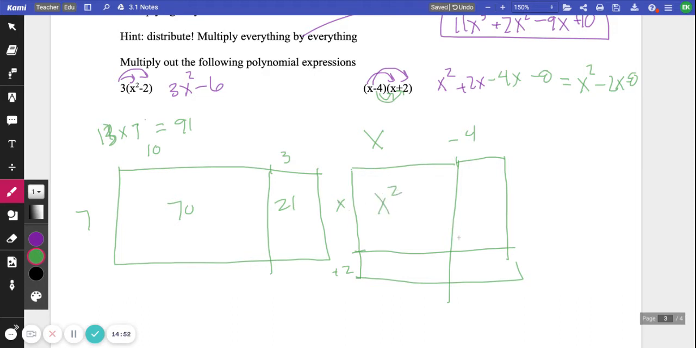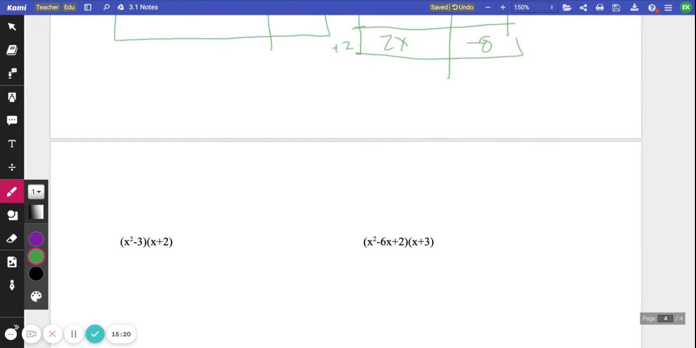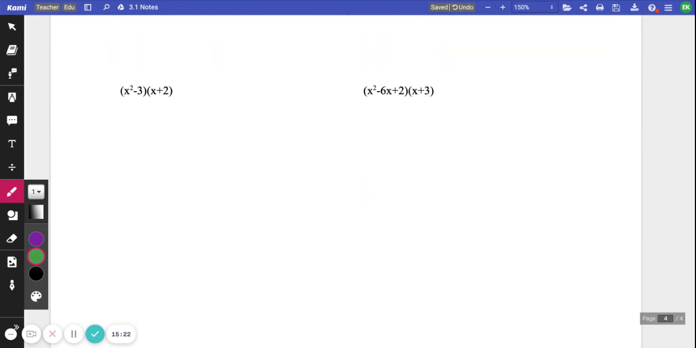I have this length, which is x, times the width, negative 4. So I have negative 4x. Here I have x times 2, 2x. Here I have 2 times negative 4, which is negative 8. So I add them together. Oh, do you see all these pieces? X squared, 2x, negative 4x, negative 8. You add them together and we get the same thing, x squared minus 2x minus 8. I like this method, especially when things start to get more complicated, like you will see below. So let's practice. If you want, you can do it both ways. You can just multiply everything together. I'm just going to show you the area model.